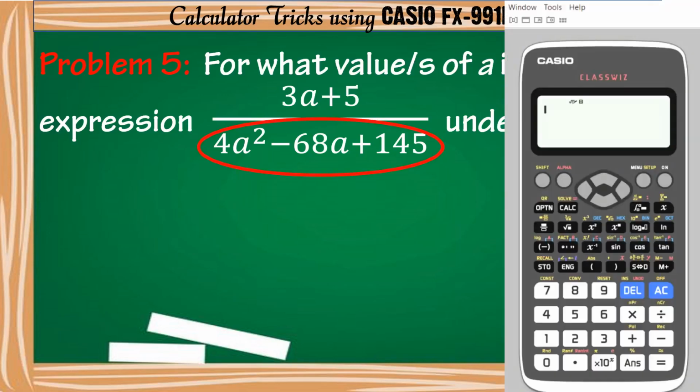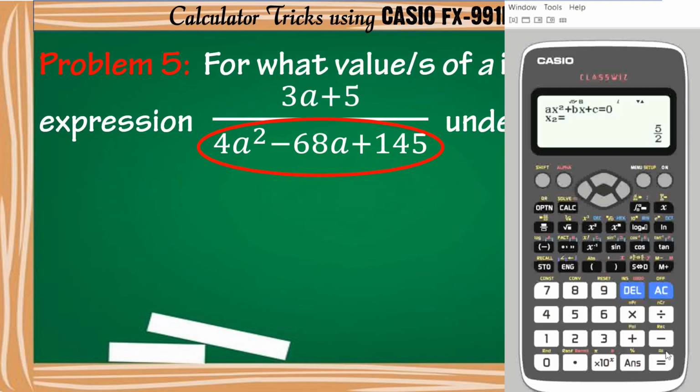Let me show it to you. So in our emulator, go to the menu, left arrow key 3 times, press negative for equation, 2 for polynomial, and 2 again for quadratic. And then enter the values for 4, negative 68 and 145. And we will get the first value of x, 29 over 2. The second value is 5 over 2.